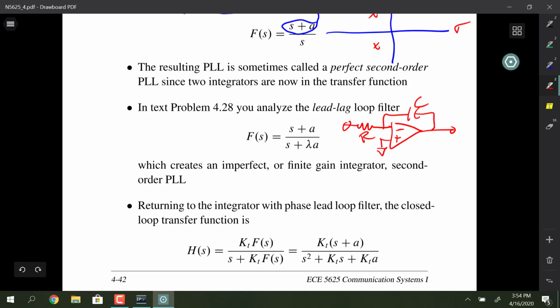This is the minus input. Has anybody ever hooked that circuit up in the lab?